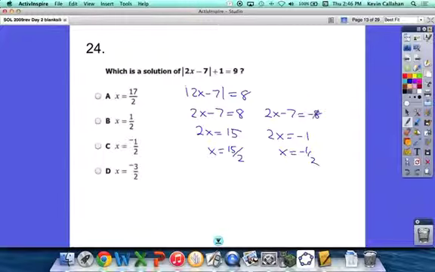Right? If what's inside equals positive 8, then the absolute value has no effect, 8 equals 8. If what's inside equals negative 8, when you take the absolute value, it flips the sign, now it's positive 8. That's the strategy, right? And then you solve these 2 equations, get 2 answers. We're only looking for 1, and it is C. So those 4 should have been C, D, D, C.